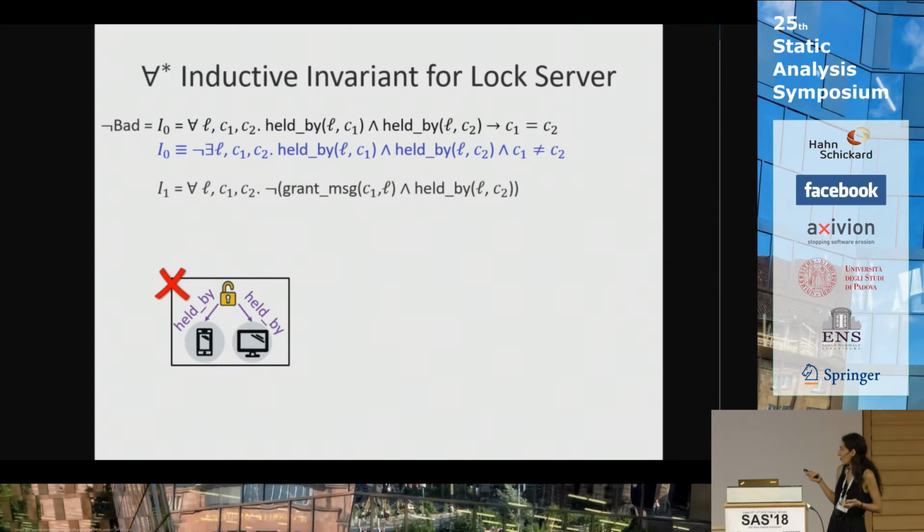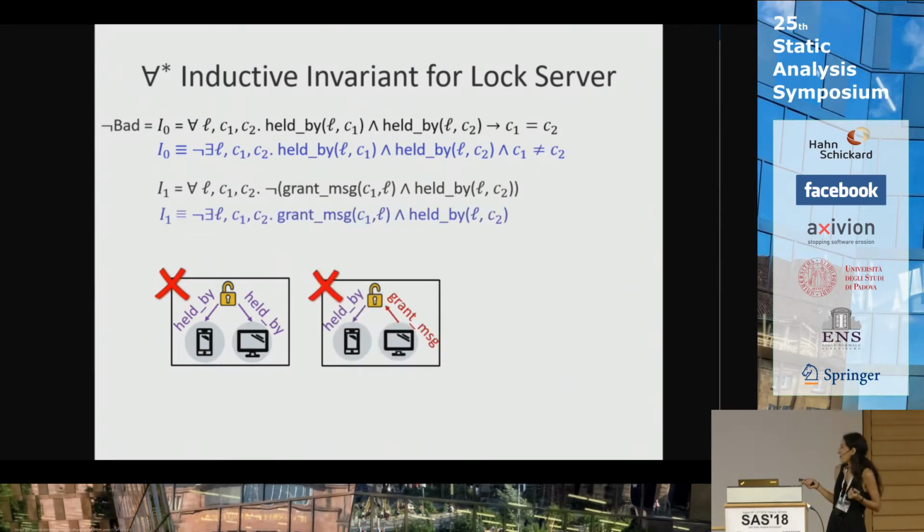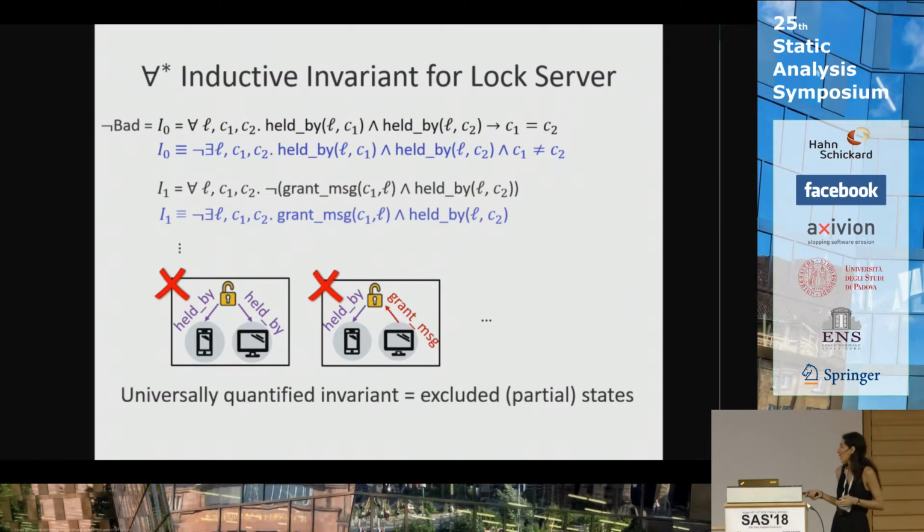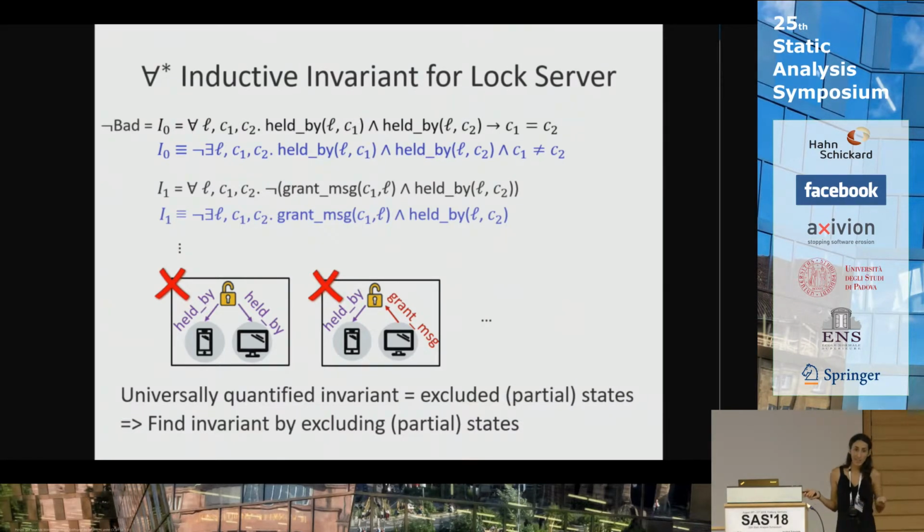Then if we look at the second conjecture that we just added, what it says is that this state here is not possible, that the lock is held by a client, but there is also a grant message to a different client. And we can continue in this way and look at all the universally quantified conjectures, and each of them is just saying that some state or some partial state is not possible. So basically, a universally quantified invariant you can think of as just a set of excluded states, and we can exploit this and also try to infer a universally quantified inductive invariant exactly in the same way, by finding such bad states, bad behaviors, and excluding them using universally quantified formulas.